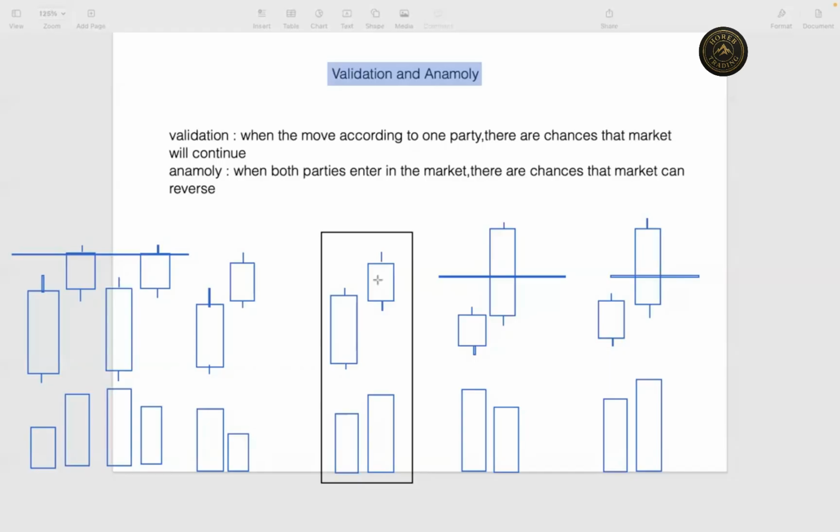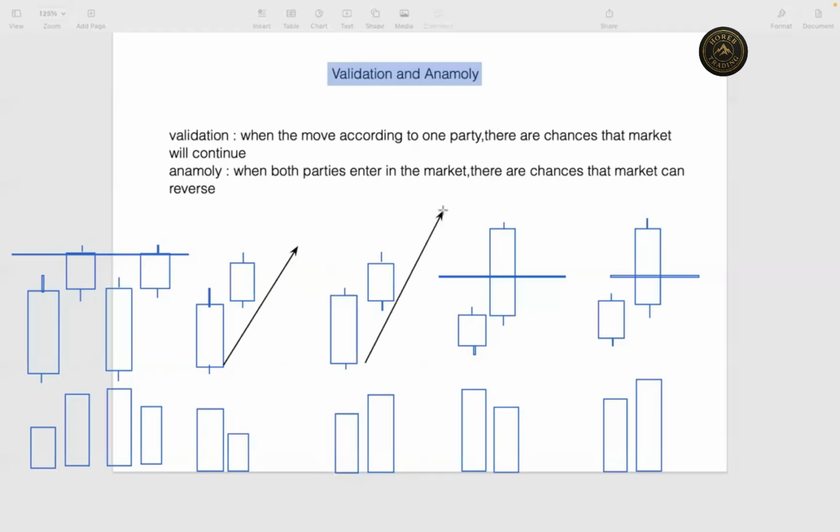Okay, so here we are in presence of anomaly. So the market will reverse, and note that we are not at the level. In the first place, we are in front of validation. In the second place, we are in front of anomaly. Okay, and I hope you have understood the explanation that I just gave.